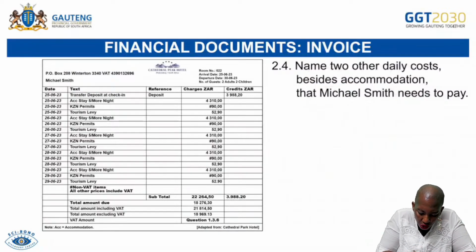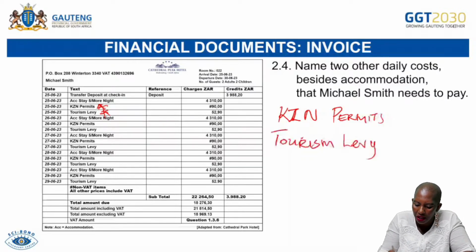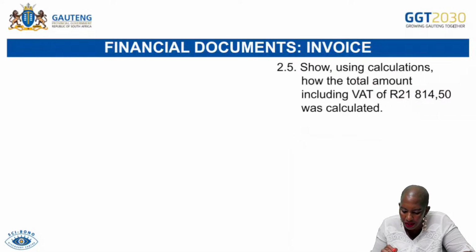So the other 2, remember, they were only focusing on what? On accommodation. Now the other 2 that Michael needs to pay, it will be what? KZN permits, KZN permits, and what? And the tourism levy. So these are the other 2 costs that Michael will have to pay on a daily basis.